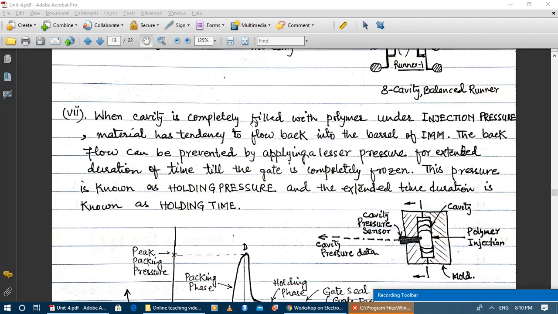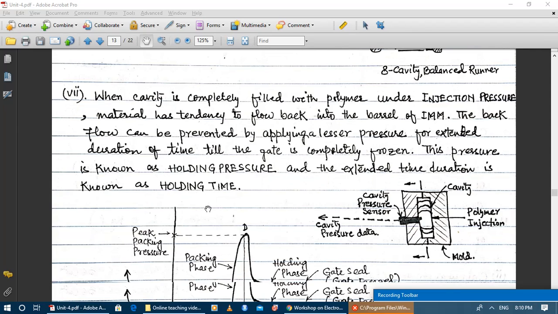When the cavity is completely filled with the polymer under injection pressure, the material has a tendency to flow back into the barrel of the injection molding machine. The backflow can be prevented by applying lesser pressure for an extended duration of time till the gate is completely frozen. This pressure is known as holding pressure, and the extended duration of time is known as holding time.